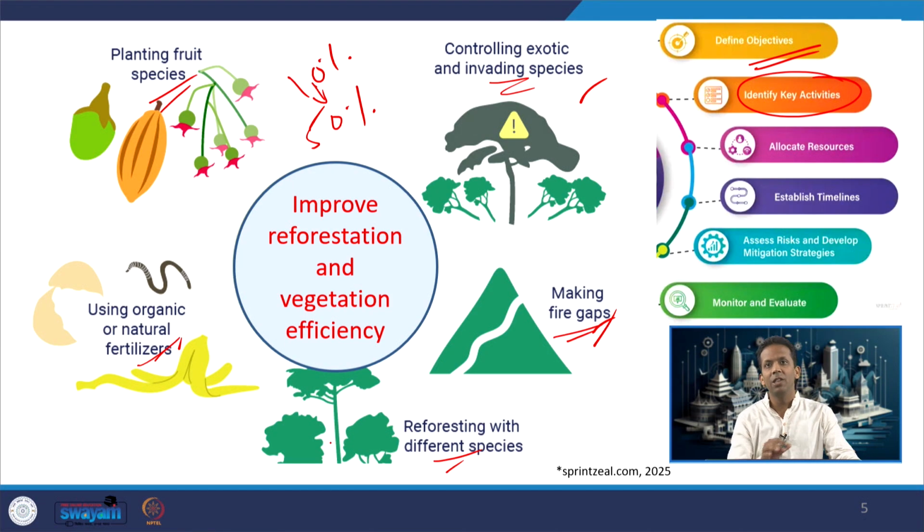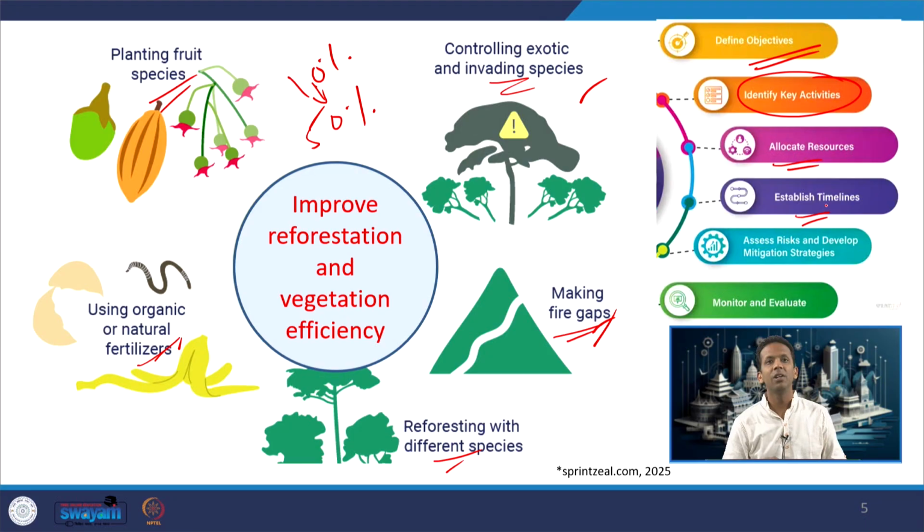are mentioned here can go under the umbrella of key activities, because these are the things which you would be required to do to improve reforestation as well as vegetation. Then you allocate resources, obviously like how much money we have, how much land we have, how much manpower we have. Accordingly, we would allocate resources to each of these 5 key activities.